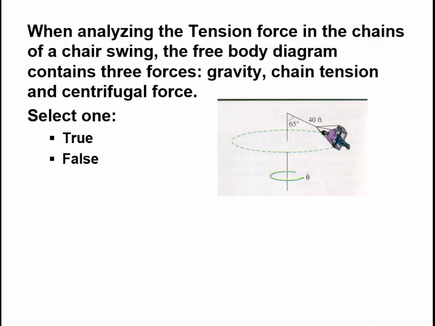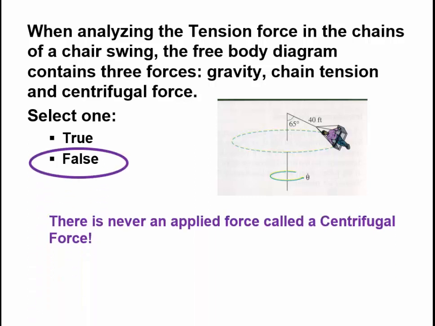Okay, when analyzing the tension force in the chains of a chair swing, the free body diagram contains three forces: gravity, the chain tension, and the centrifugal force. So is this true or false? So this is going to be false. Remember, there's no such thing as centrifugal force. I need to have some sort of force, like the tension in the rope, that accelerates me towards the center of curvature.